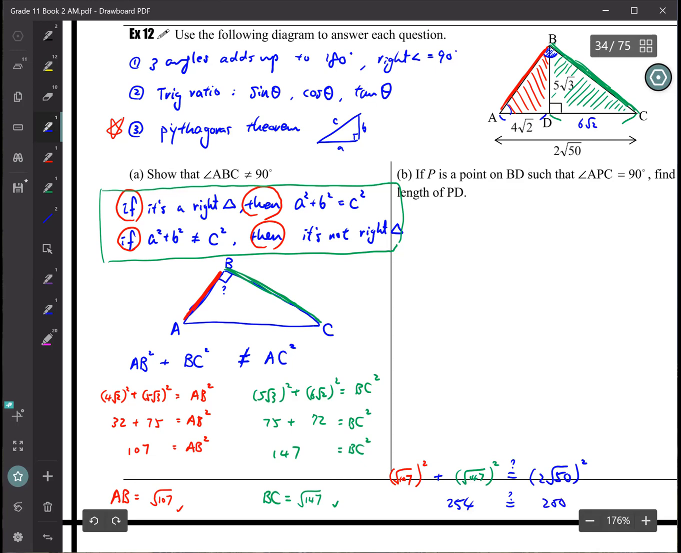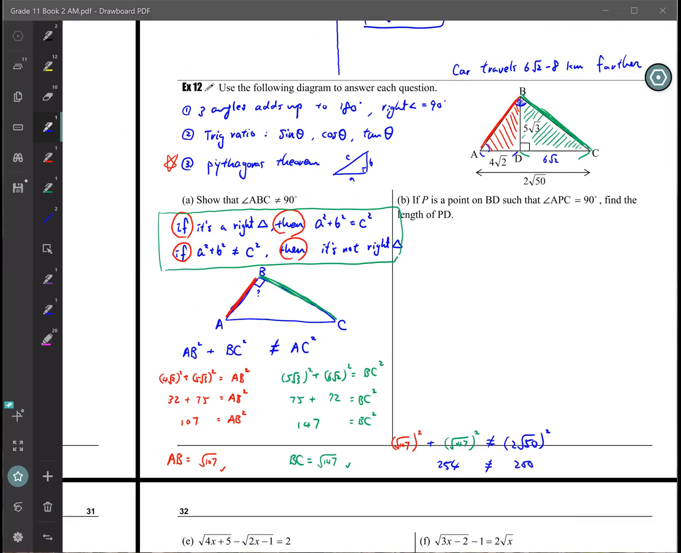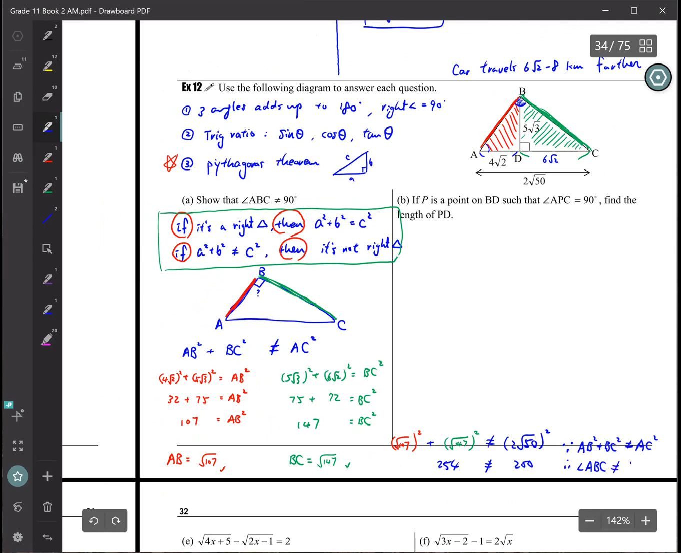Okay. So this is what you need to show, right? The left side, AB squared plus BC squared, does not equal the other side squared, right? Doesn't equal. So therefore, it cannot be a right angle at angle ABC, okay? So because AB squared plus BC squared is not AC squared, therefore angle ABC is not 90 degrees.